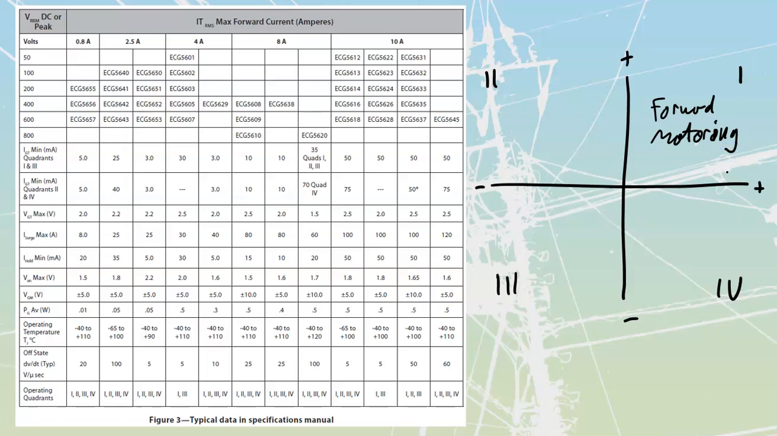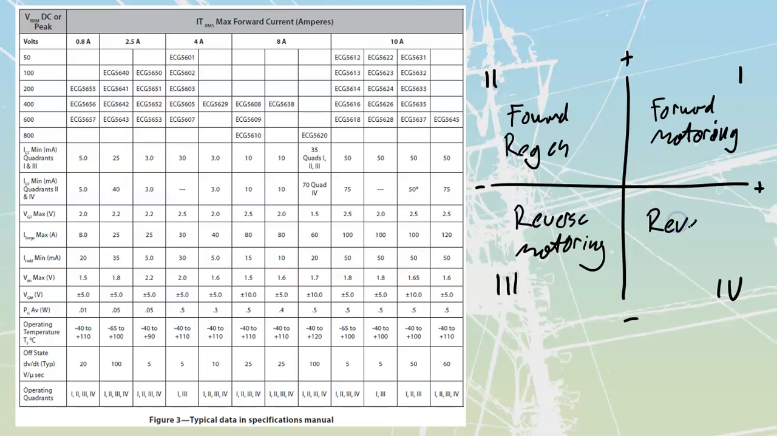quadrant. This one is what we call forward regeneration. This one is what we call reverse motoring. And this one is what we call reverse regeneration. And these values that we're looking at over here are going to be for volts. This is going to be my volts, positive volts, negative volts, and for current, positive current, negative current.